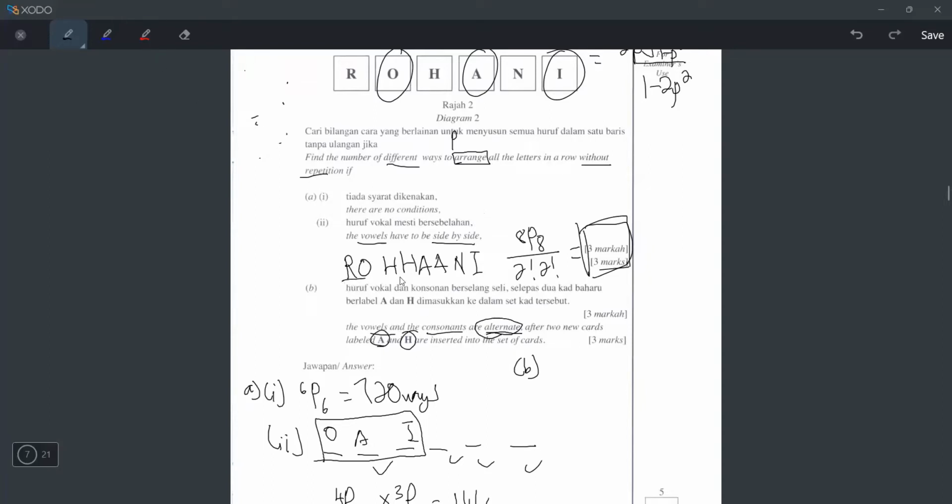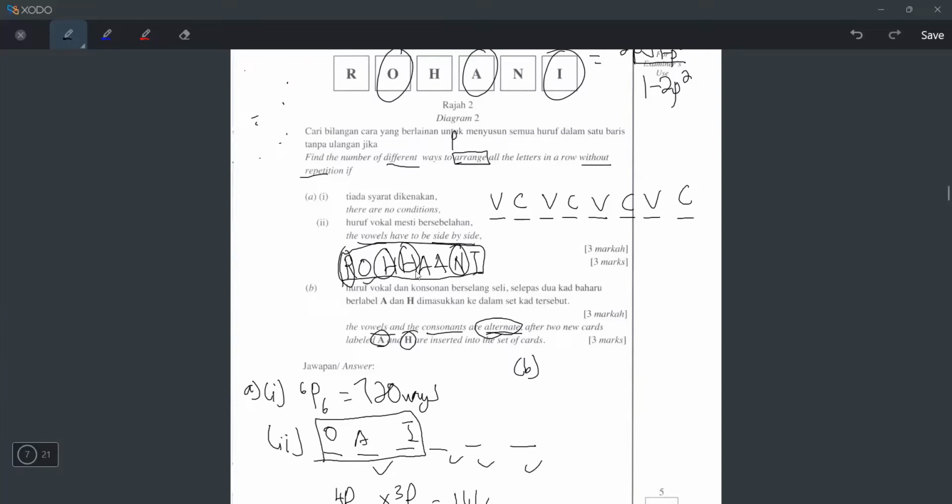So let's look at the option I have here, and then we alternate. Alternate means selang seli, right? So this one, I'll erase. This one is for when they say no condition, then only you do it like this, right? But now they say alternate, right? So 1, 2, 3, 4, 5, 6, 7, 8. Alternate means it has to be vowel, consonant, vowel, consonant, vowel, consonant, vowel, consonant. And it has to be 4 vowels, 4 consonants. Alright. So if you count and see, there's R, H, H, N, 4 consonants. And then there's O, A, A, I, 4 vowels.